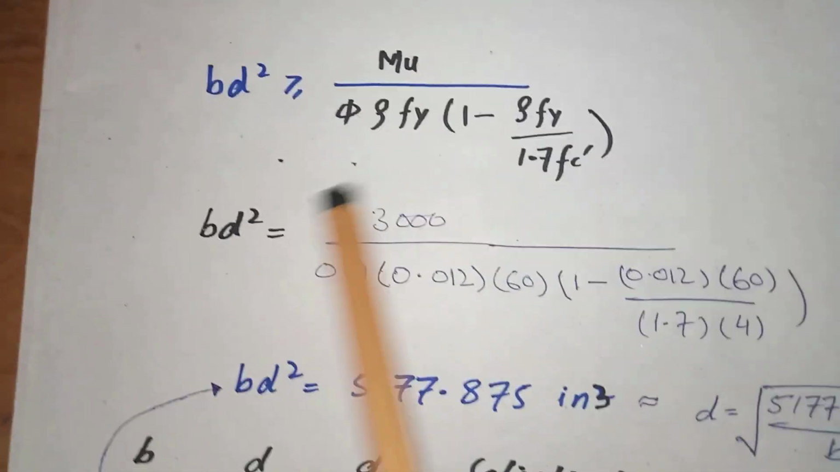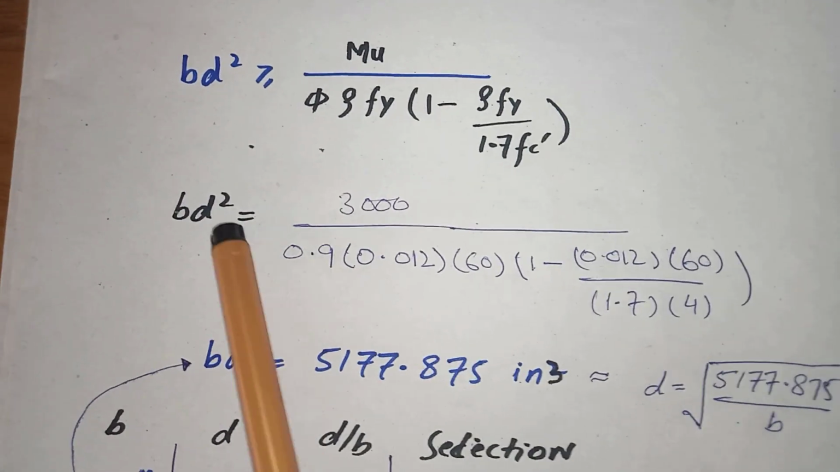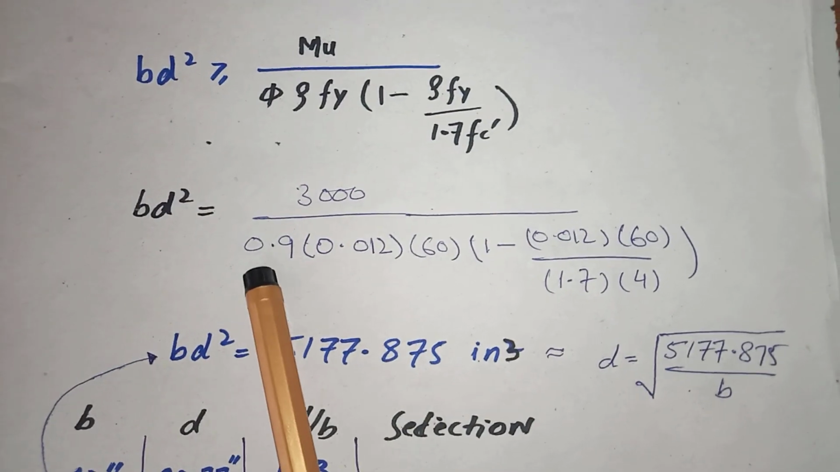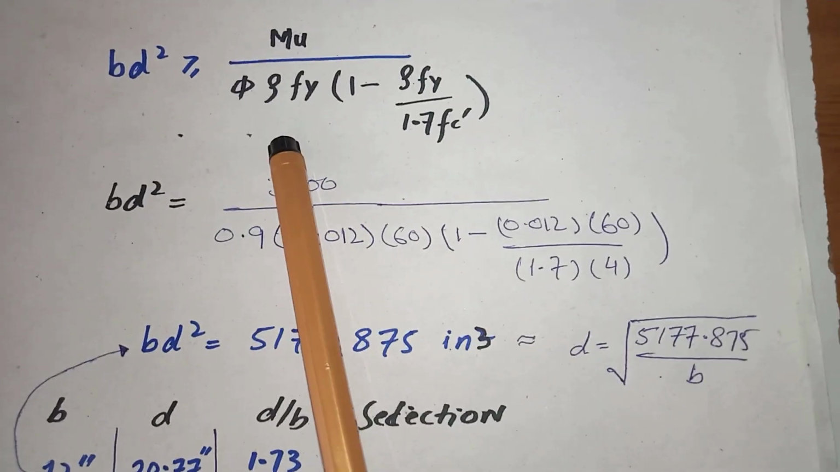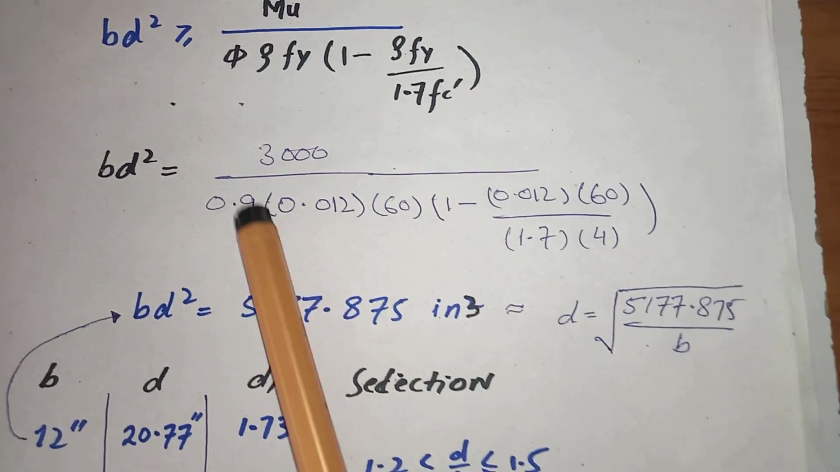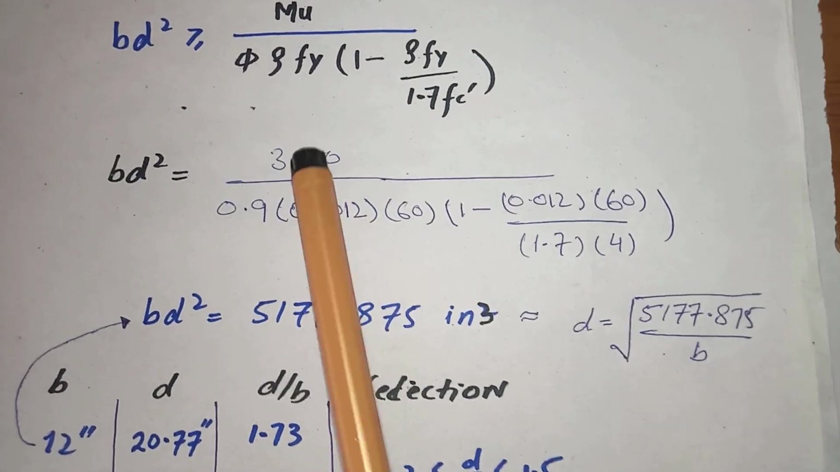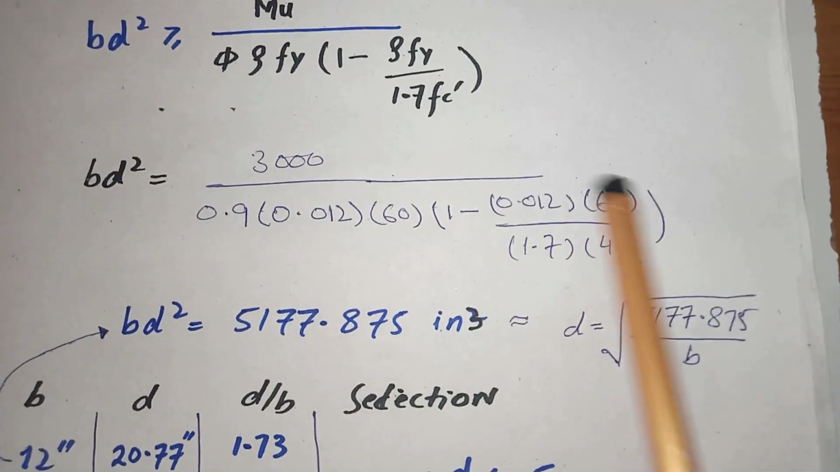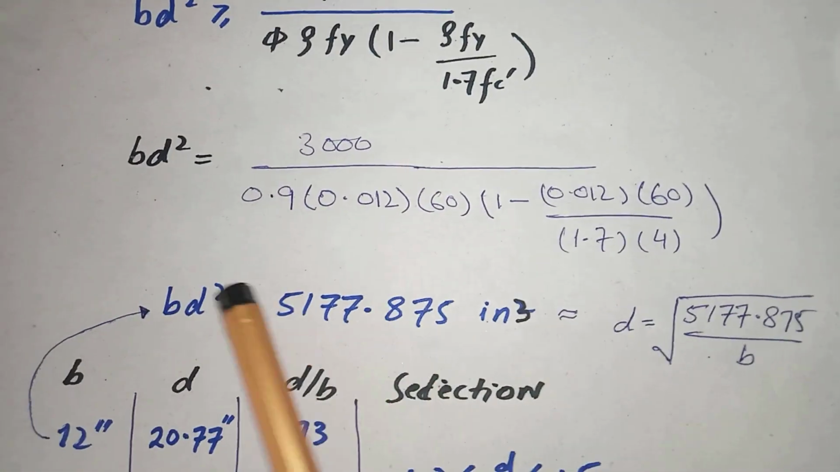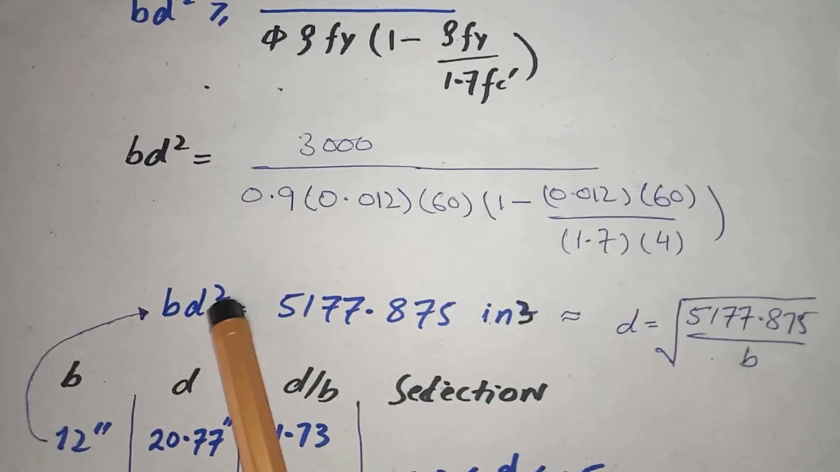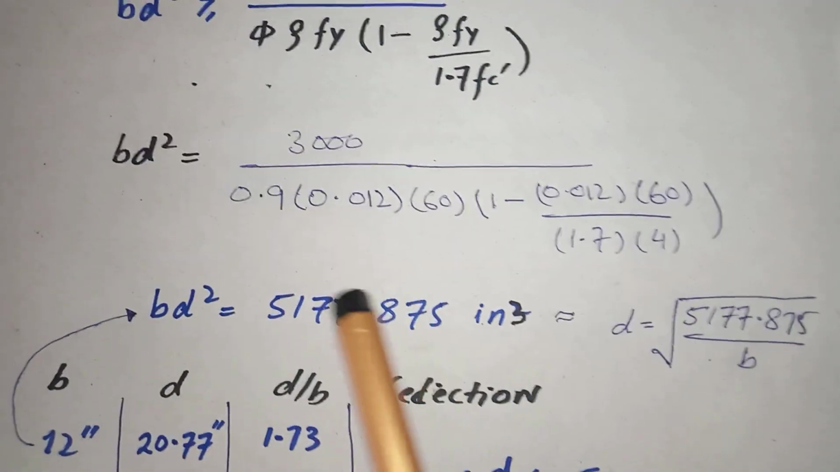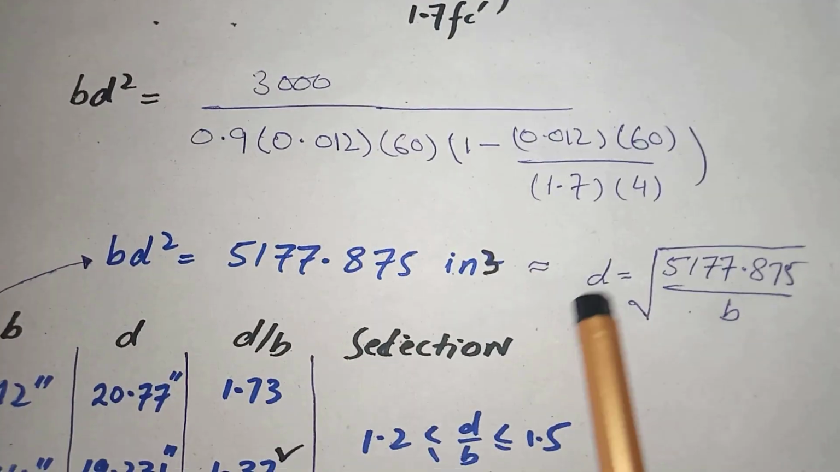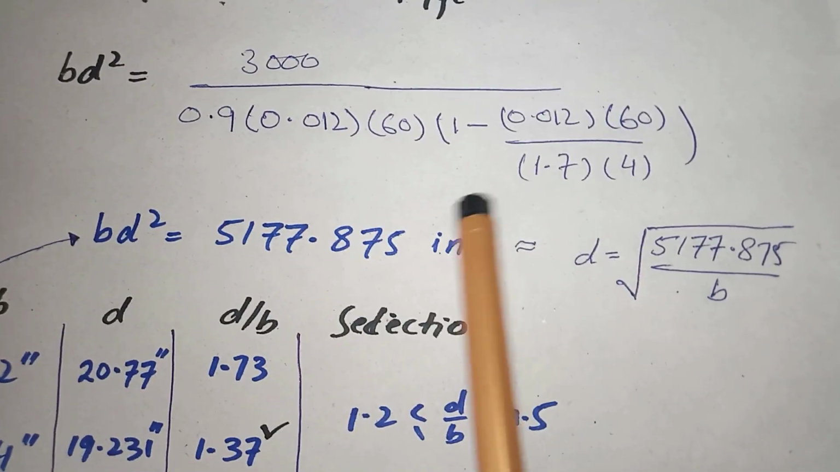So let's put it equal. So bd² = Mu, we have Mu 3000 kPa, and this is the 0.95 value. We had calculated rho, or steel ratio, that was 0.012 or 1.2%. Fy is 60 ksi. So these are the values that we have put here. If we calculate this one, we get bd² equal to 5177.875 inch cube. So from here we can calculate depth if we suppose the value of b.